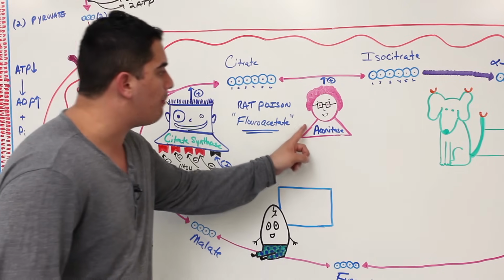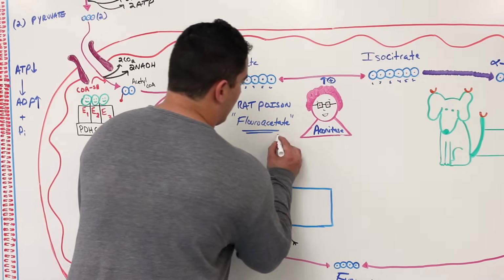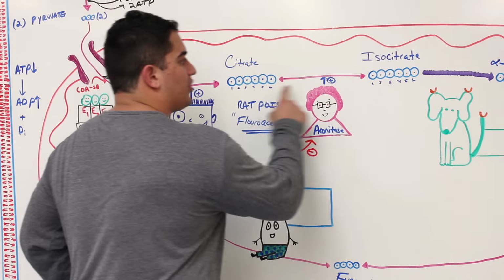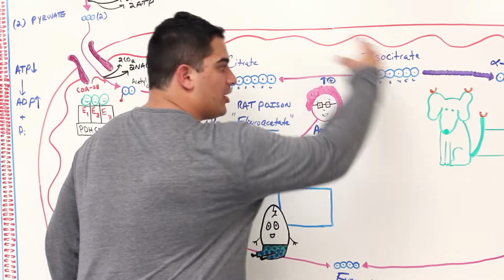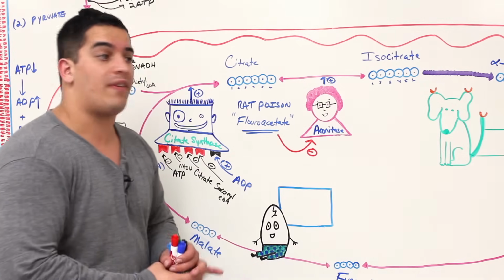And that fluorocitrate binds onto the aconitase enzyme, and what is it eventually going to do? It's going to inhibit this enzyme. And once this enzyme is inhibited, it can't convert citrate into isocitrate. So you won't be able to generate, eventually, NADHs, FADH₂s, and ATP. And that is a very, very bad thing.